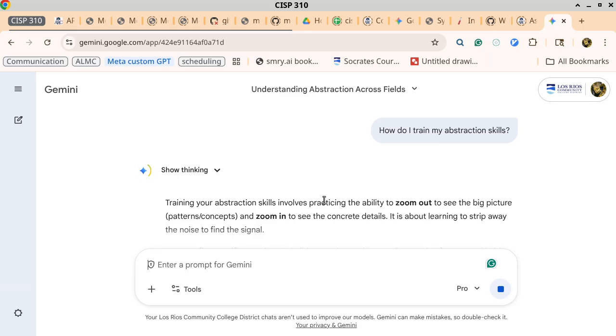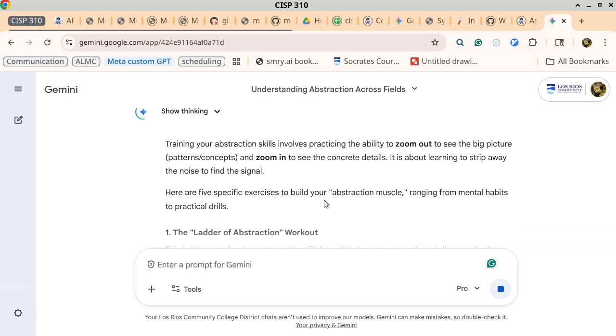Training your abstraction skill involves practicing the ability to zoom out to see the big picture and zoom in to see the concrete details. It's about learning to strip away the noise to find the signal. That is not super helpful.